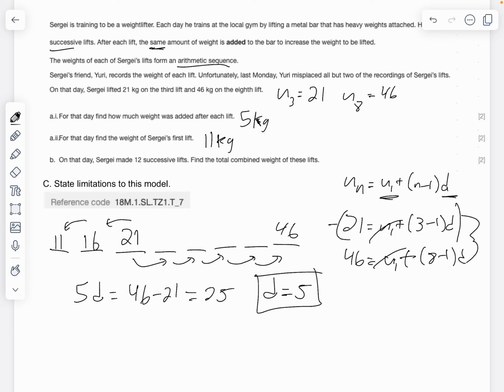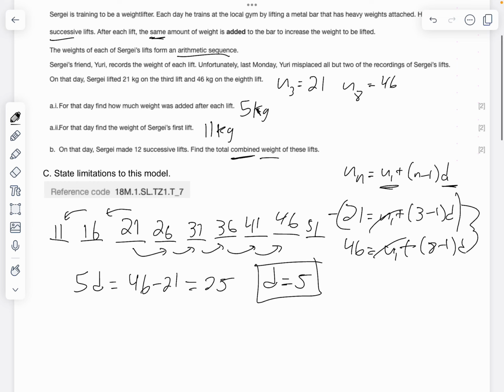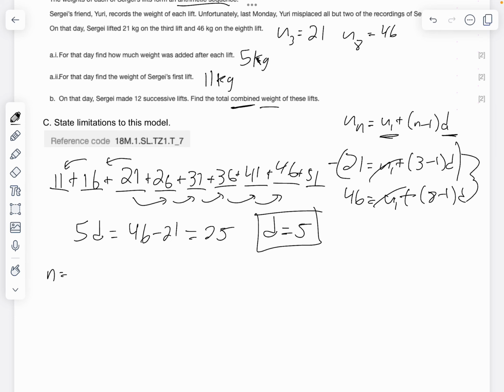All right. On that day, Sergey made 12 successive lifts. Find the combined weight of these lifts. So we could write them all in, right? We could write in 26, 31, 36, 41, and then the 12th lift would be 51. And you can just add them all together, but we're going to use a formula. But I mean, with small numbers like this, sometimes it actually is faster just to add them all together. But we know everything we need to know here, right? N is 12. Our first lift is 11.